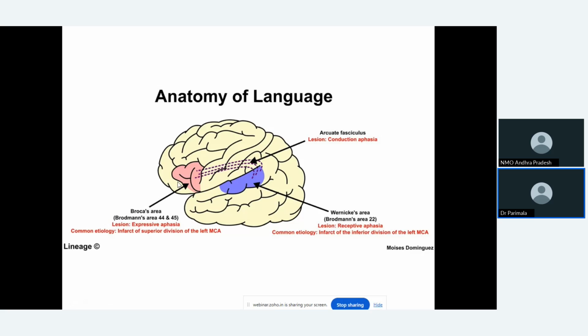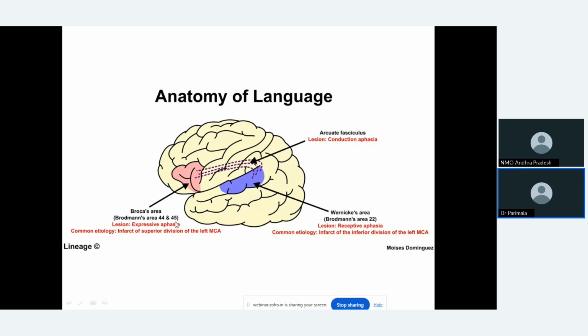If arcuate fasciculus is lost, with no connection between both, then it is called conduction aphasia. It is called conduction because the received information is not going to the talking area, nor is that area functioning. Both are not coordinated, so it is called conduction aphasia. Expressive aphasia, receptive aphasia, and conduction aphasia: these are the 3 types of speech defects due to reduced blood supply to the motor and sensory areas.